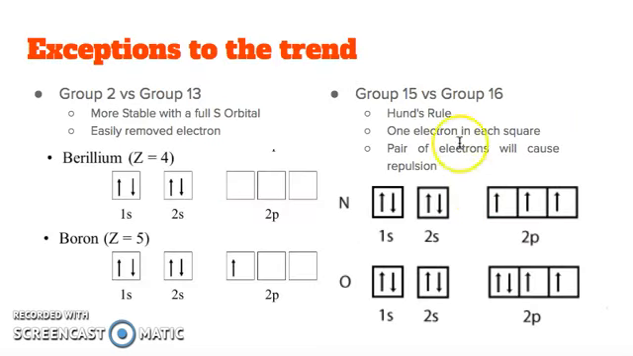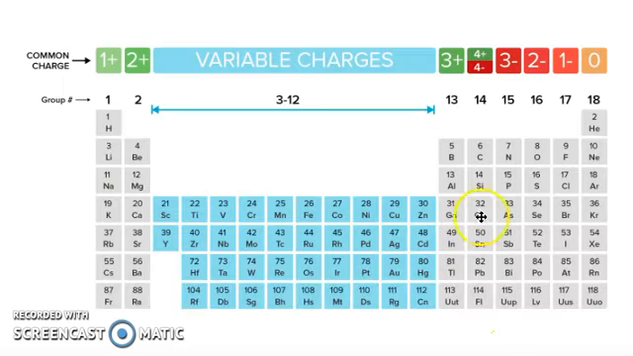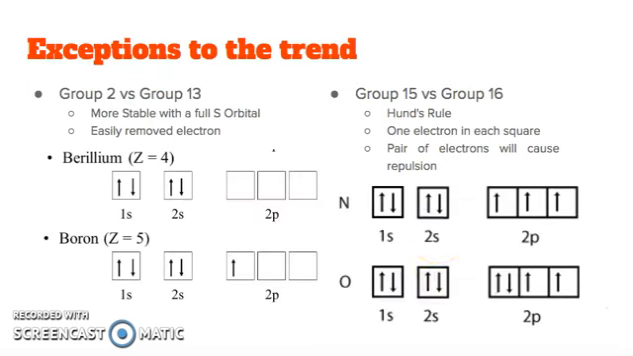And the second exception is between group 15 and group 16. And this is because of Hund's rule. Hund's rule states that you have to give 1 electron up and then 1 electron to all of them and then 1 electron down. And in group 15, which is nitrogen, and group 16, oxygen, you can see that nitrogen has 1, 2, 3 electrons in orbital 2p, and then oxygen actually has 1 extra electron in 2p. And what ends up happening is that there's a repulsion between the 2 electrons that are in the same box. So it's easy to remove this electron because this is a semi-stable orbital.